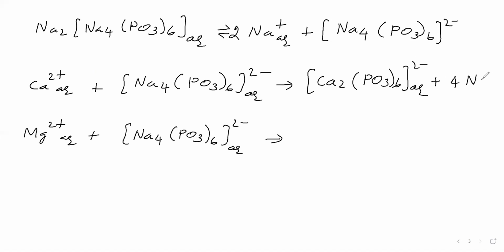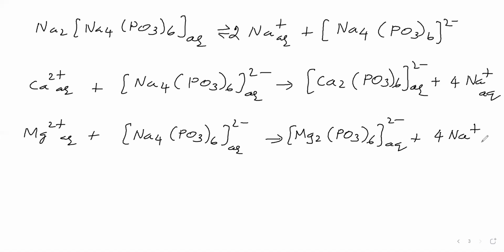Sodium ions are coming out. So sodium ions and calcium ions are getting replaced: calcium ions enter the complex, sodium ions come out from the complex. In the same way, magnesium and sodium are getting displaced. Magnesium ions enter the complex, and sodium ions come out from the complex. Like this it is possible. Now, the resultant we need not filter.